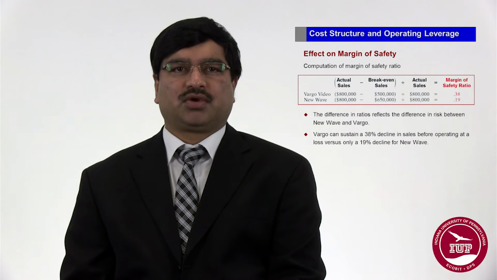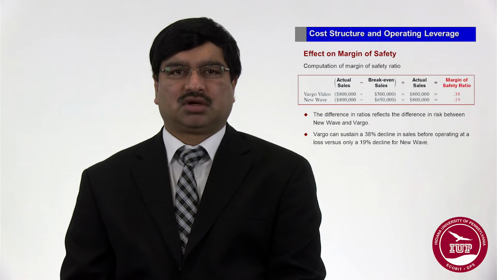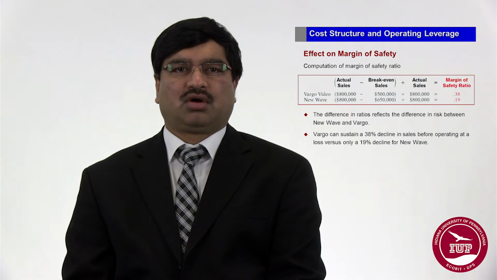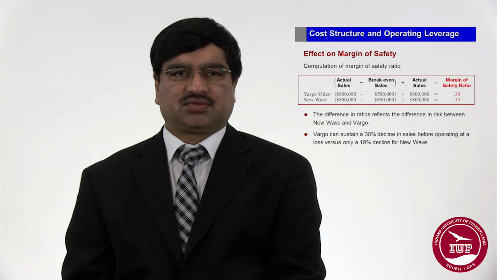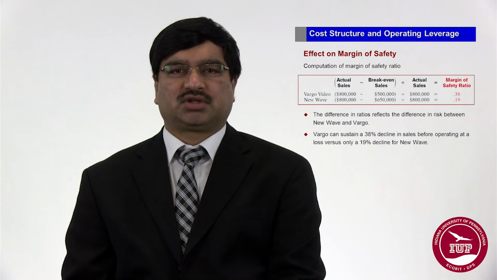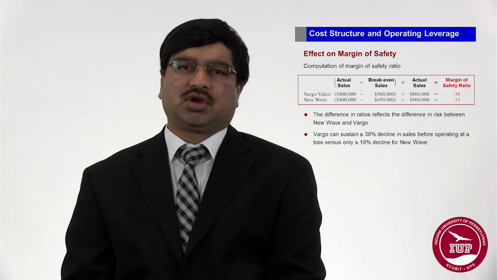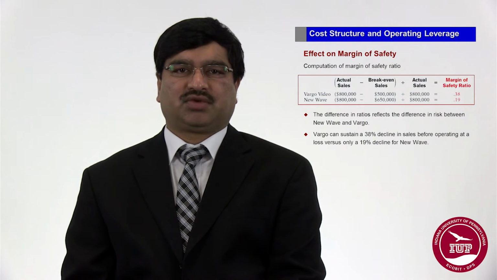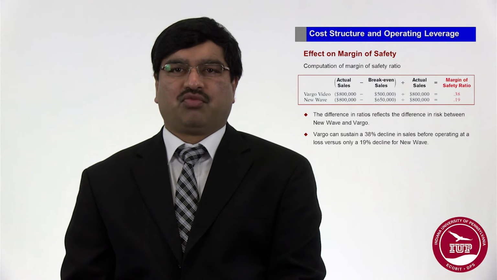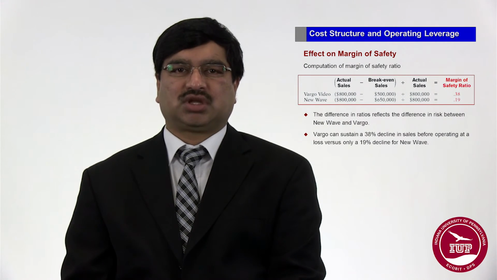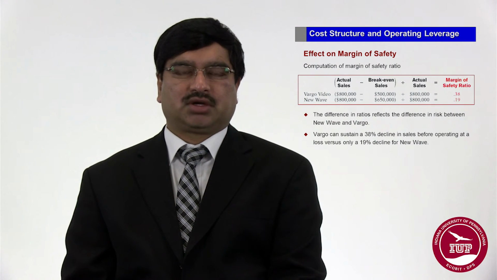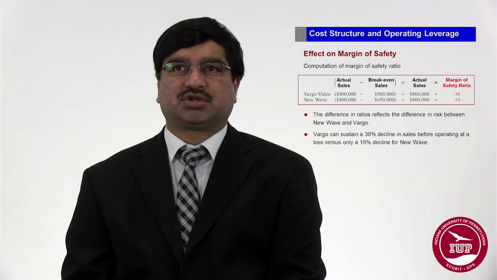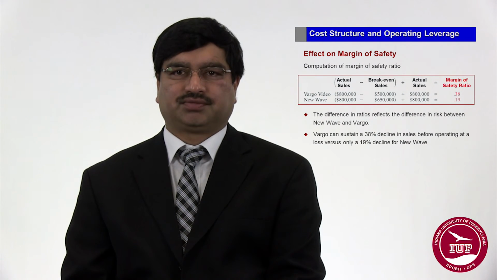To be specific, if you look at the margin of safety, which we did earlier, which is the excess of sales over the break-even sales. For Vargo Video, 800 minus 500, $300,000 is the margin of safety. If you compare it to the actual sales, Vargo Video's margin of safety is 38%. For New Wave, the margin of safety is 19%. So what it basically tells you is Vargo can sustain a 38% decline in sales before operating at a loss versus 19% decline for New Wave.